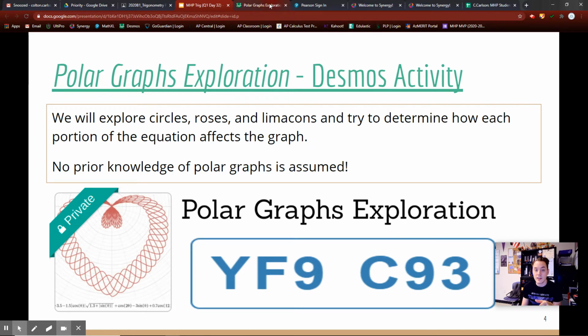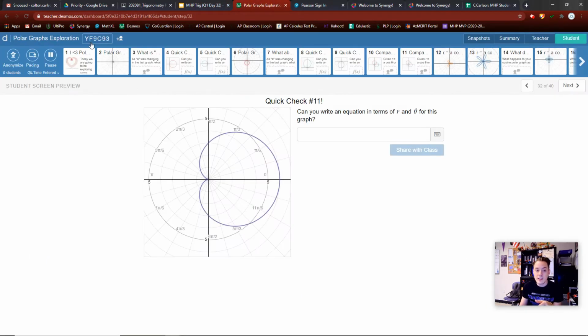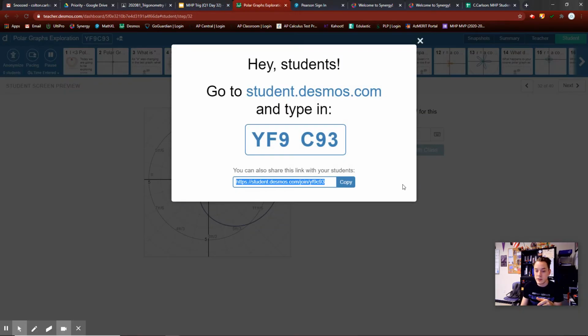So no prior knowledge of polar graphs is assumed. We're just going to have fun going to town. So you should get on this. Here it is again. You can pause the screen and go to town.